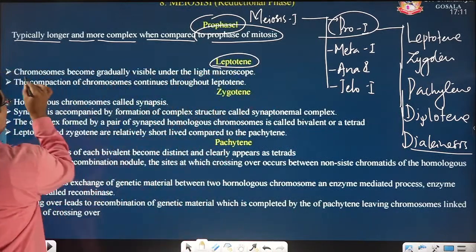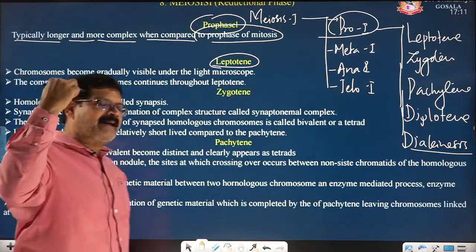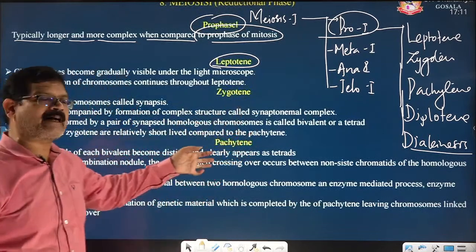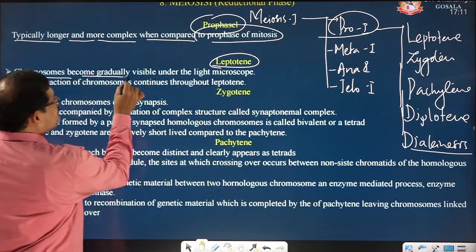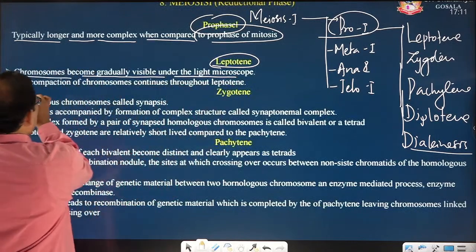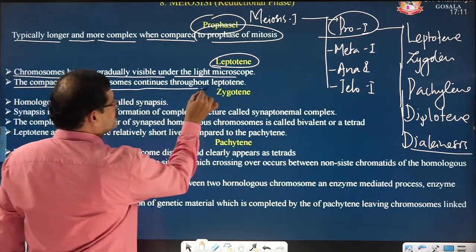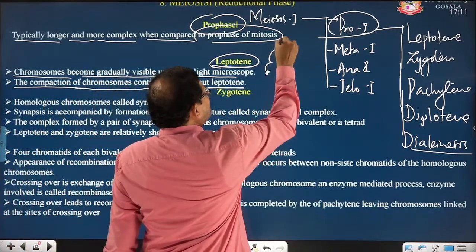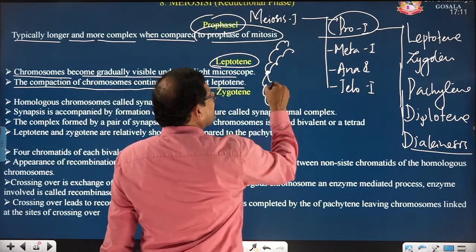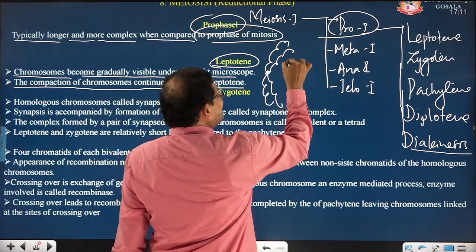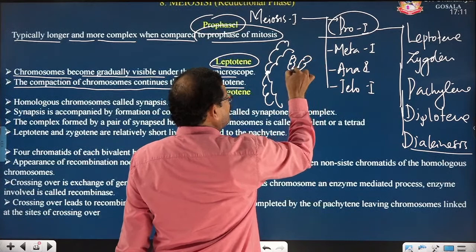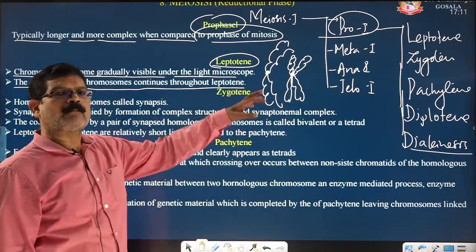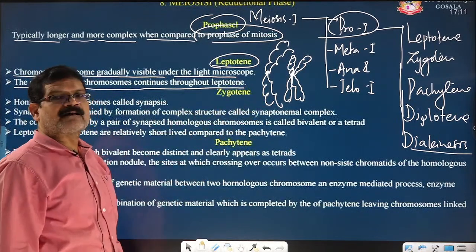First one, what is that? Leptotene stage. What is leptotene? See, what are all the things you have studied in the prophase of mitosis? The same thing, but in 5 different stages, that we are going to study here. Chromosomes become gradually visible under the light microscope, and the compaction of the chromosome continues throughout the leptotene stage. What is compaction? This is a thread which is present there. Now what happens? This thread will be condensed to form the chromosome like this, and it is becoming compacted. It's a condensation part. The same thing.